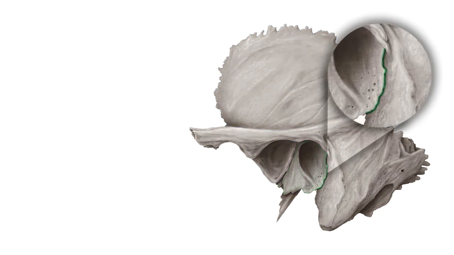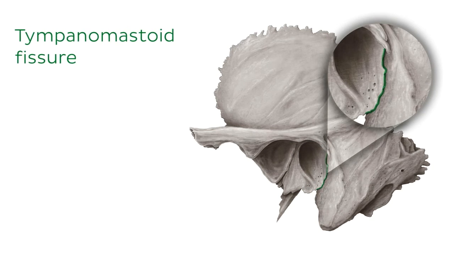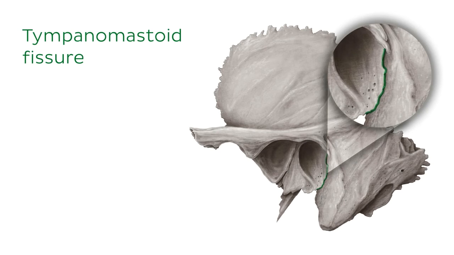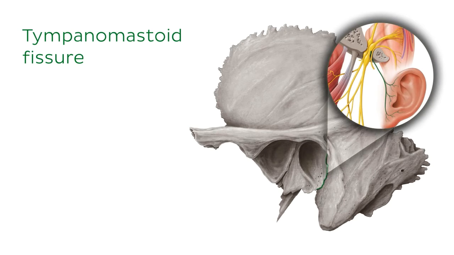Between the tympanic part of the temporal bone and the mastoid process is a small groove that separates the two. This is known as the tympanomastoid fissure, shown here in green. The auricular branch of the vagus nerve runs within this fissure.